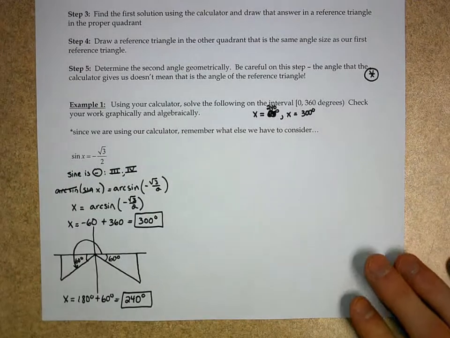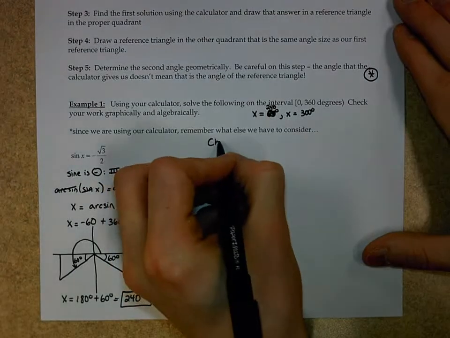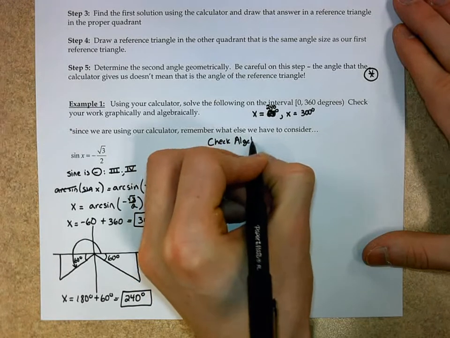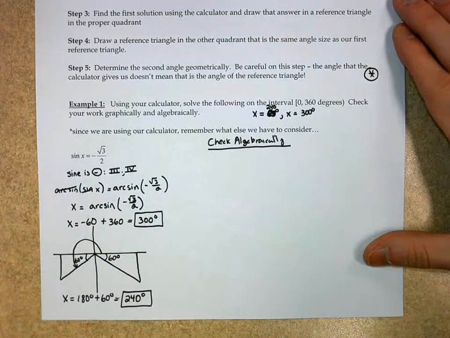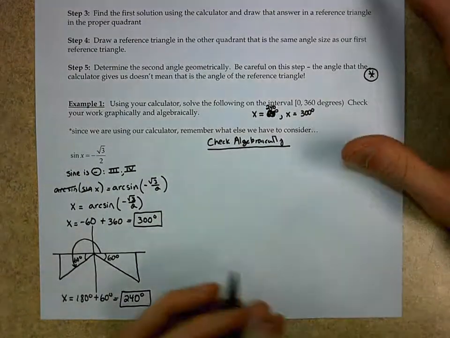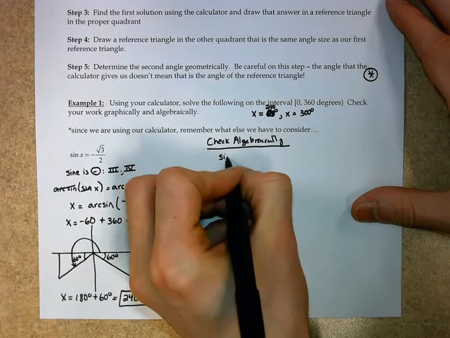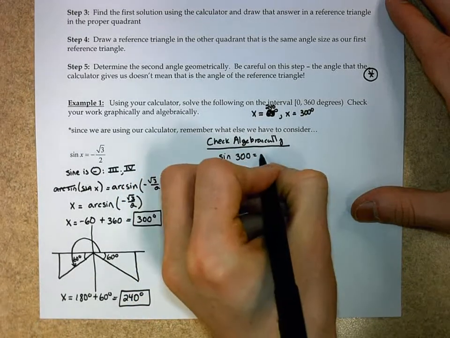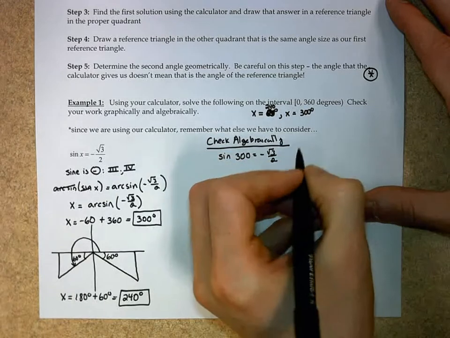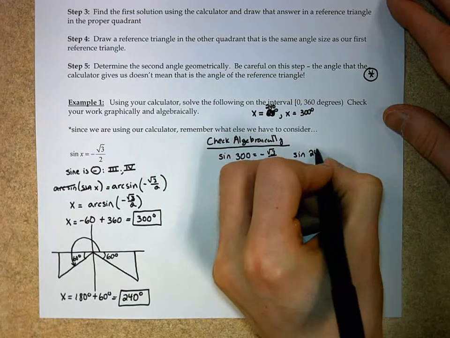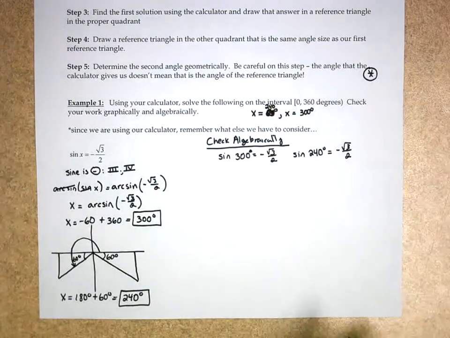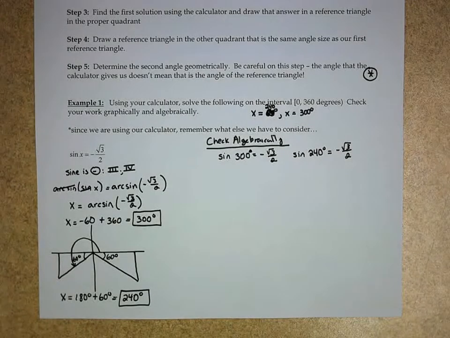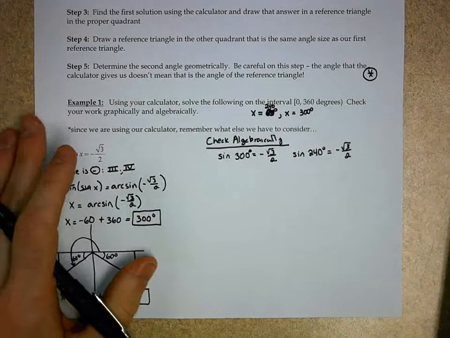But it says to check your work graphically and algebraically. Let's start by checking algebraically. When you check algebraically, you take your answers and plug them back into the original. So what we're saying here is that the sine of 300 equals negative square root of 3 over 2, and the sine of 240 degrees is negative square root of 3 over 2. Now, you might say, well, that's on the unit circle, so of course it's true. Well, once again, let's say it wasn't on the unit circle. How would I go about checking?